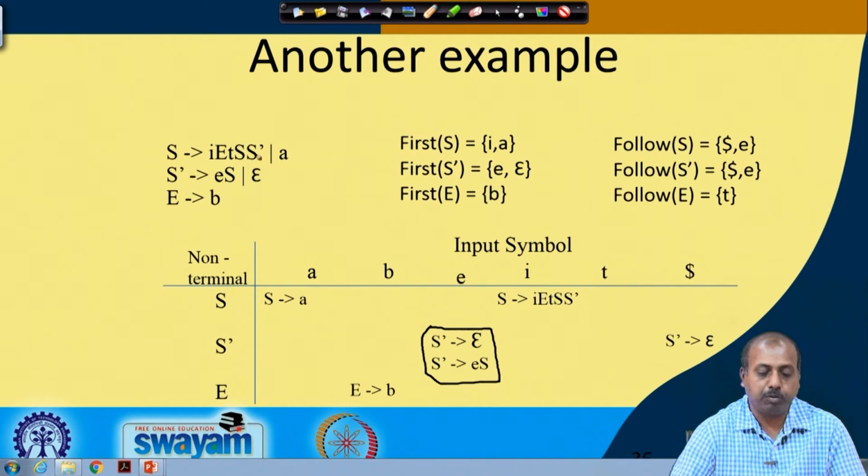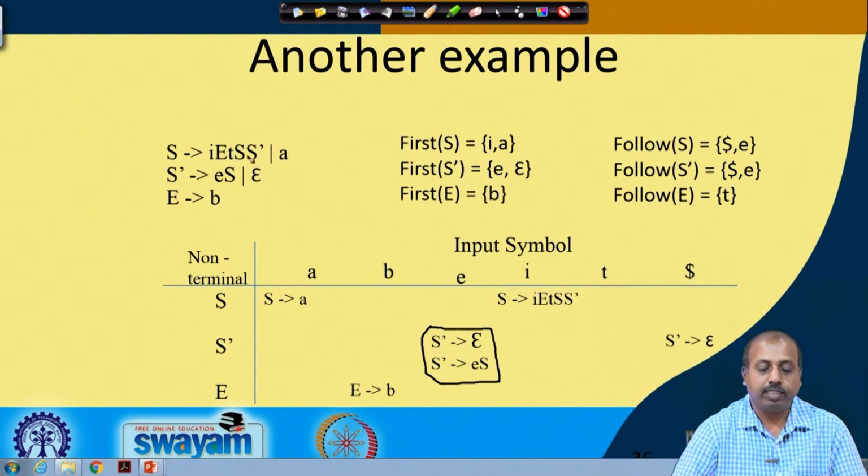So, if you have seen up to S dash, now if you see an E part, then one action says that you reduce this S dash by epsilon, so that this S dash part does not come.